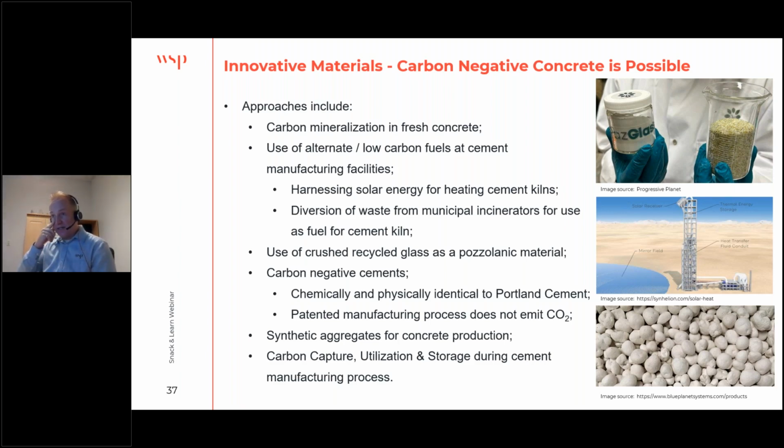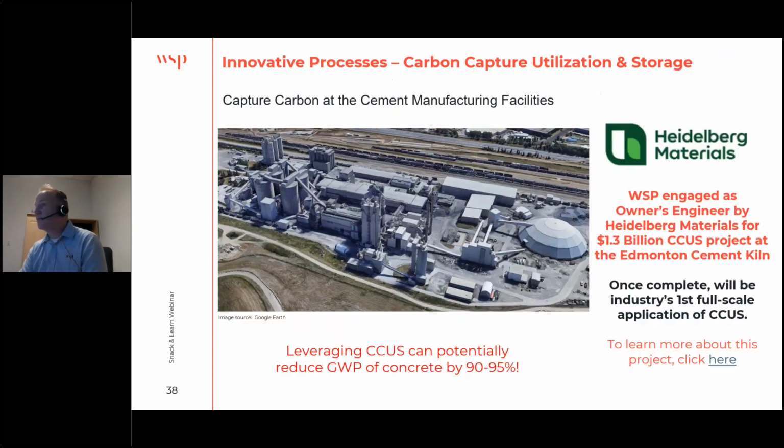Even synthetic aggregates are being produced as well. Some of the projects that WSP is currently working on: we have been engaged by Heidelberg Materials for some major upgrades at the cement kiln in Edmonton, Alberta, to develop the first full-scale application of CCUS in North America, and leveraging this technology has the potential to reduce the GWP of concrete by 90 to 95%. So we're pretty excited about that opportunity.